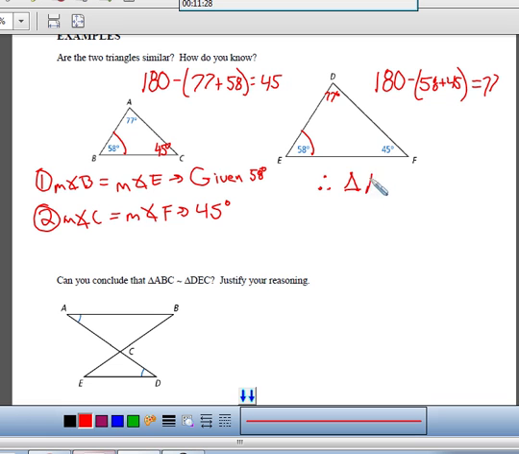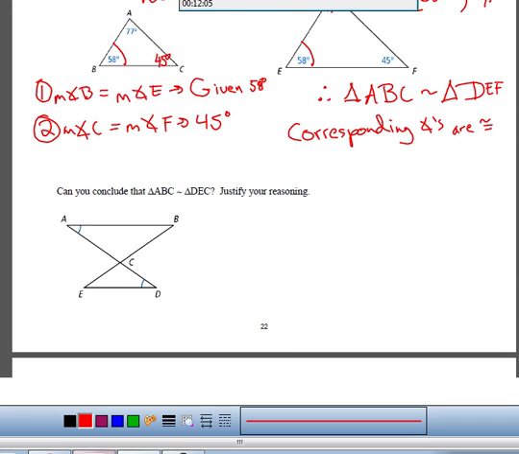Triangle A, B, C is similar to triangle D, E, F. And the reason, corresponding angles are congruent. So angle A is congruent to angle D. Angle B is congruent to angle E. Angle C is congruent to angle F. Alright, we've got one more example, really quick.